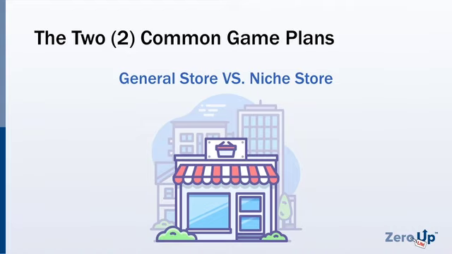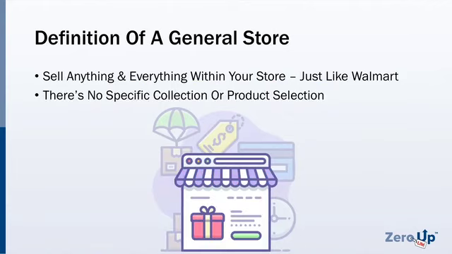In your game plan, there are two common game plans for your Shopify store. There's the general store versus the niche store. Now, with the general store, the definition is really as follows. You simply sell anything and everything within your store. It's kind of like running a Walmart. If you go into Walmart, you'll see that there are apparels, groceries, gadgets, housewares, camping gears. There's all sorts of things that you can buy inside Walmart.